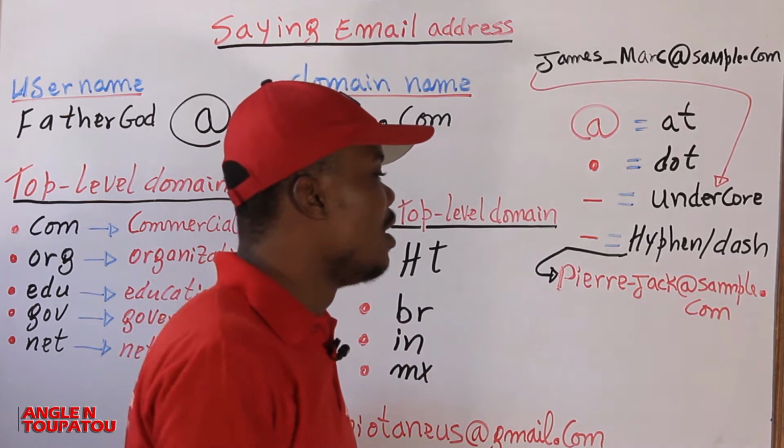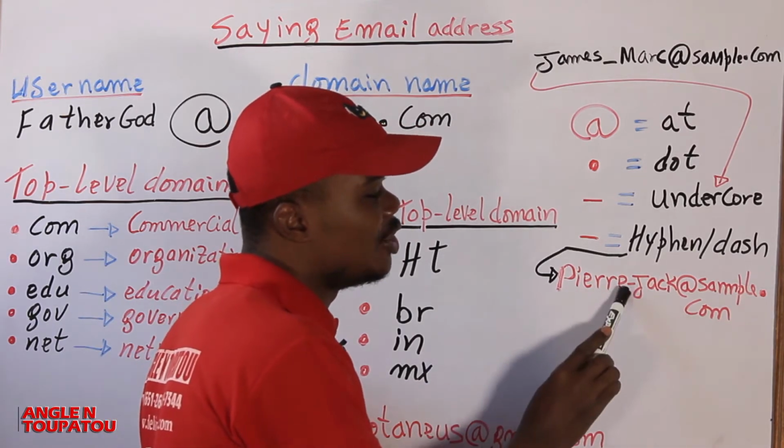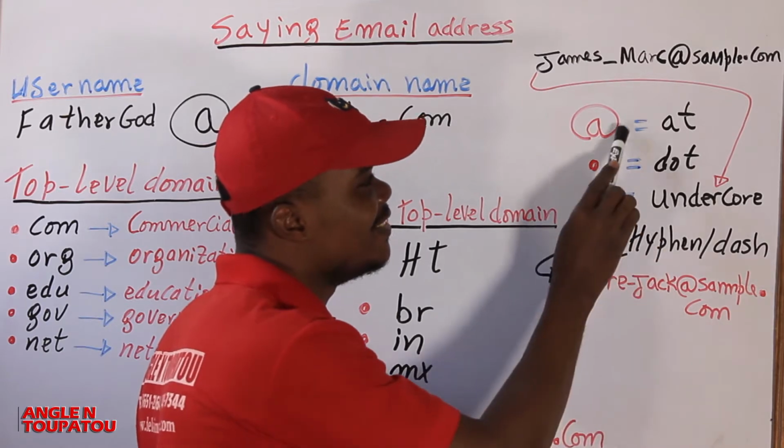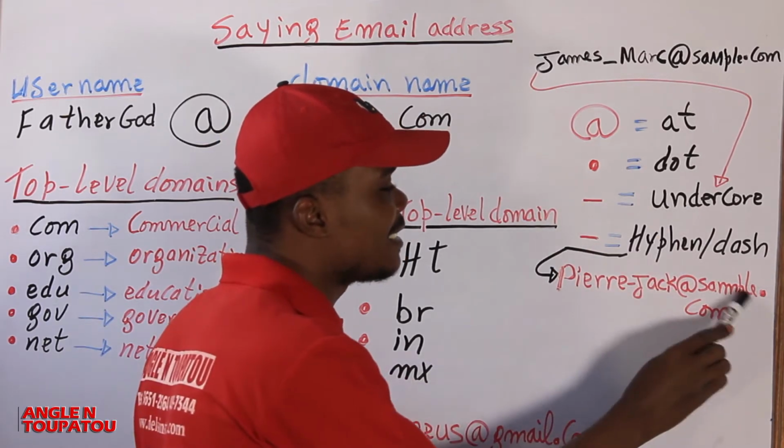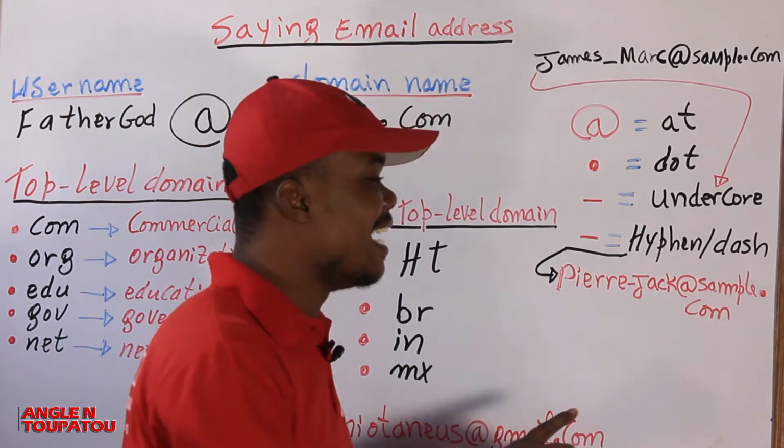Underscore is not hyphen. For example, Pierre Jacques at sample, échantillon, because it's an example, dot com. Do you see that? Dot com.